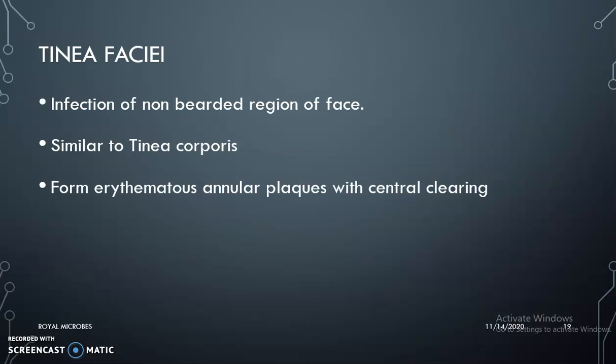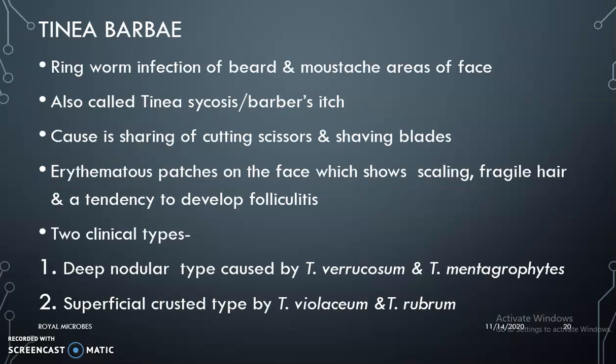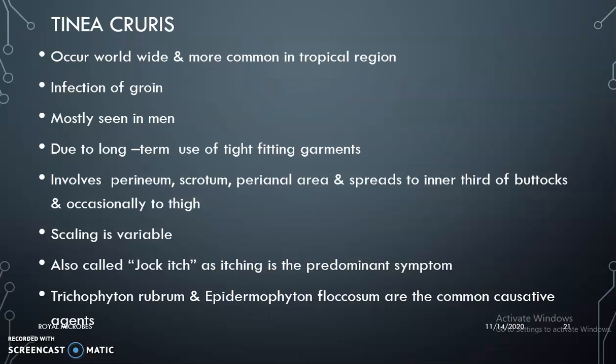Tinea faciei is the infection of the non-bearded region of the face, similar to tinea corporis, forming erythematous annular plaques with central clearing. Next is tinea barbae, ringworm infection of the beard and mustache area of the face, also called tinea sycosis or barber's itch, caused by sharing of cutting scissors and shaving blades. Erythematous patches on the face show scaling, fragile hair and a tendency to develop folliculitis. Two clinical types can be seen: deep nodular type caused by Trichophyton verrucosum and mentagrophytes, and superficial crusted type caused by Trichophyton violaceum and Trichophyton rubrum.